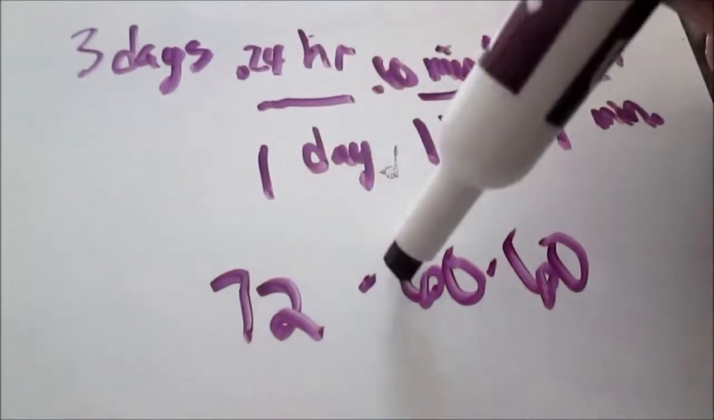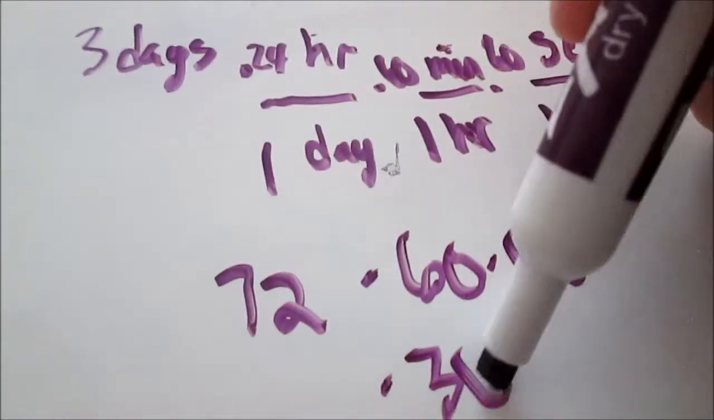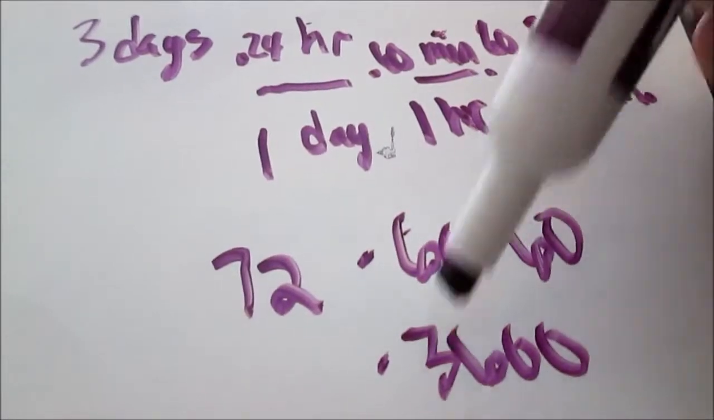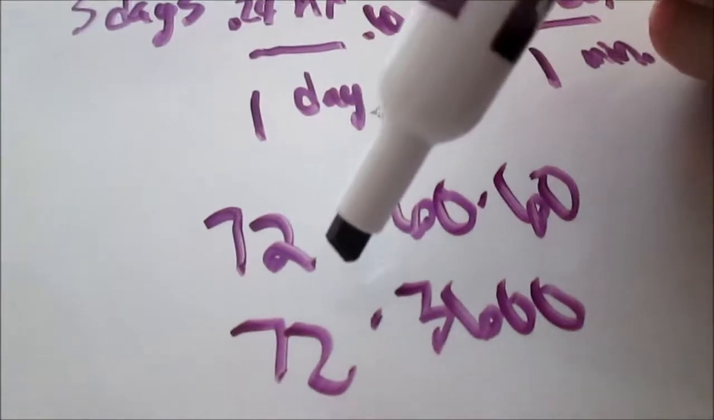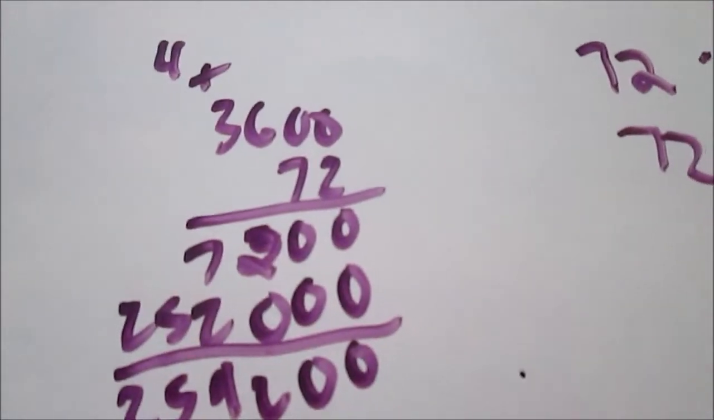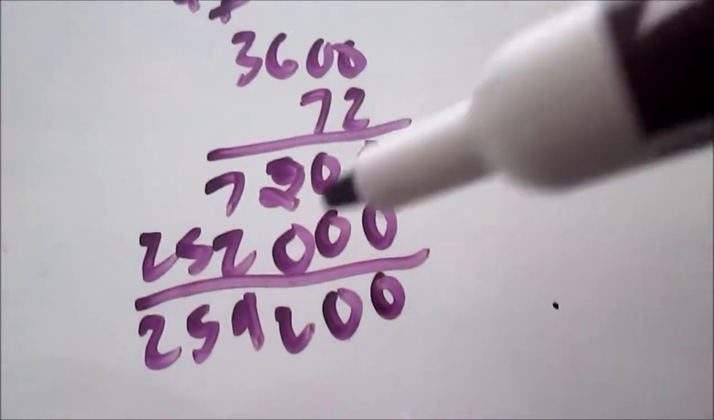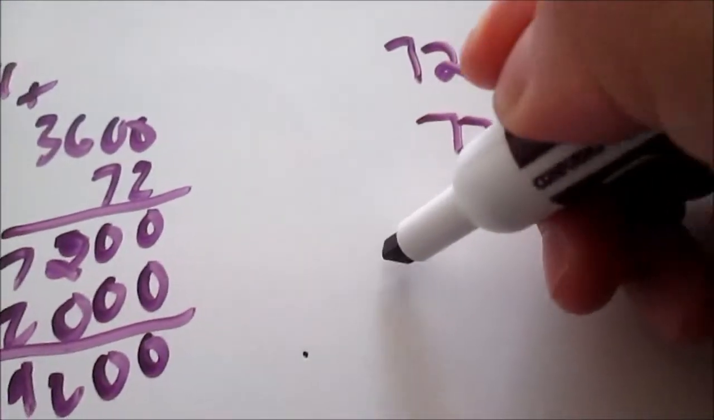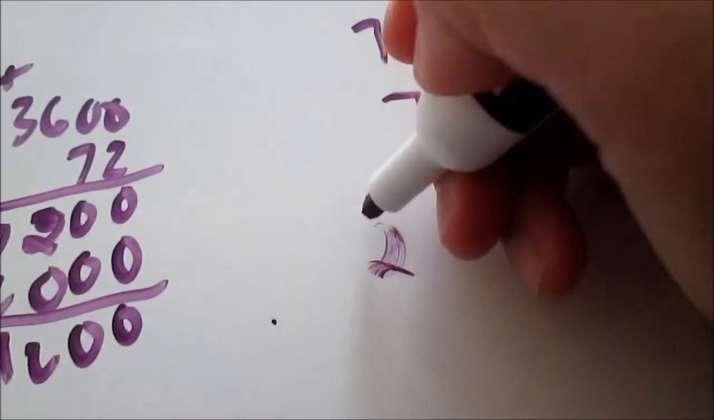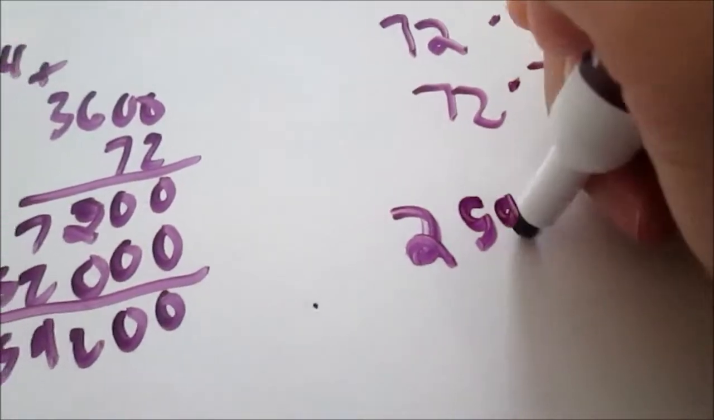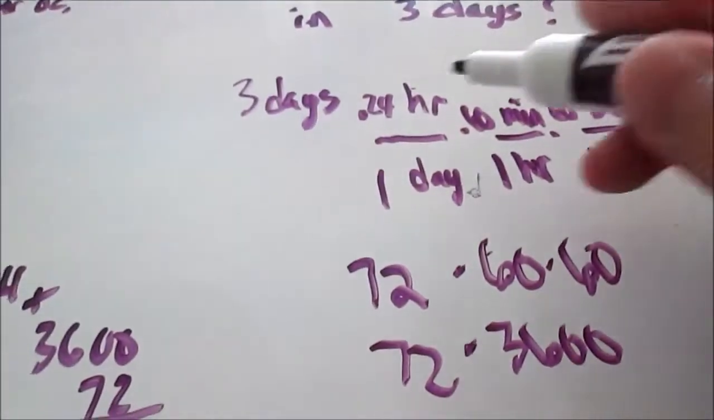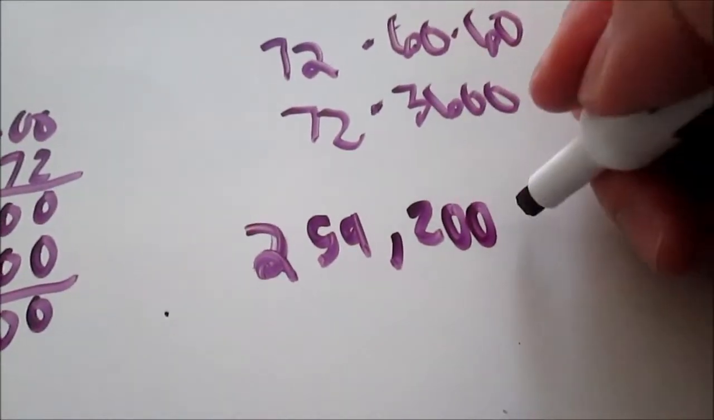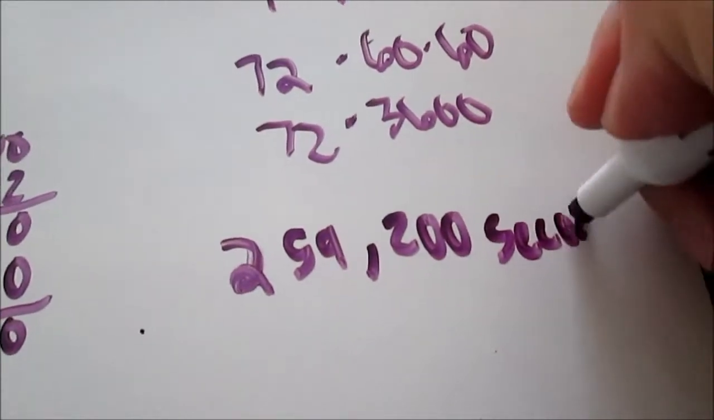If I know what 60 times 60 is first, I can just go ahead and multiply that. That's 6 times 6 is 36, and I have 2 zeros, 3600 altogether. Then I can multiply that times 72. Multiply 3600 times 72, and I got 259,200. That's how many seconds are in 3 days. I'm going to write my correct units, seconds. That is my answer.